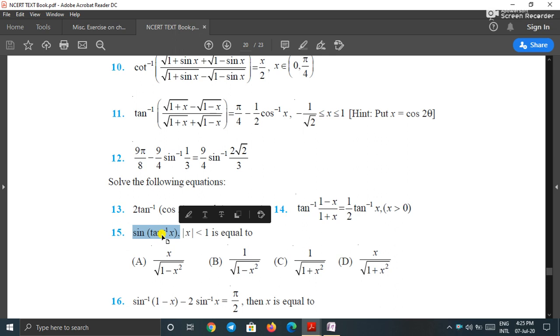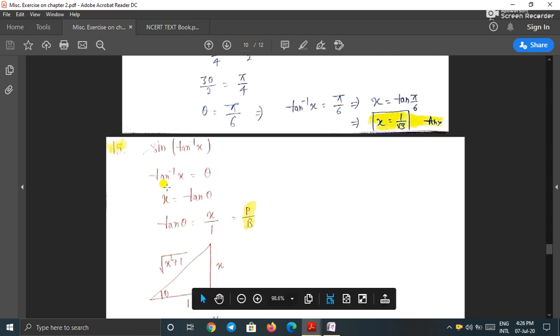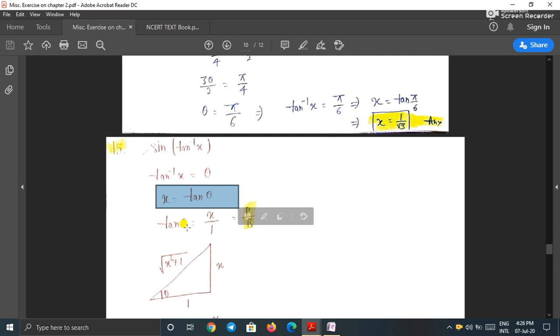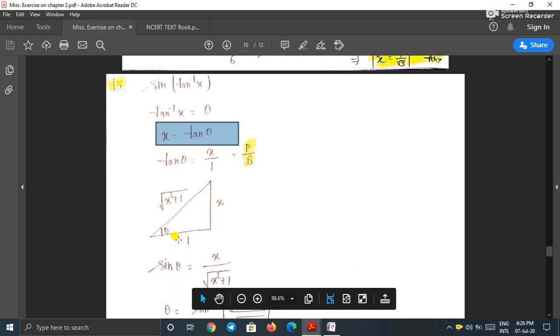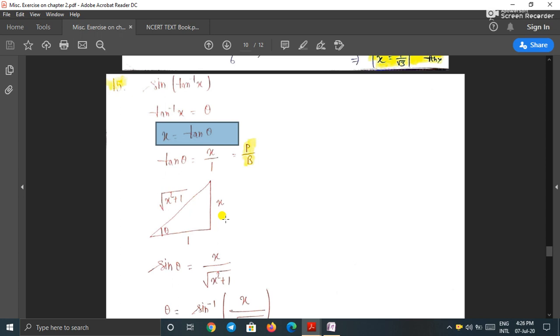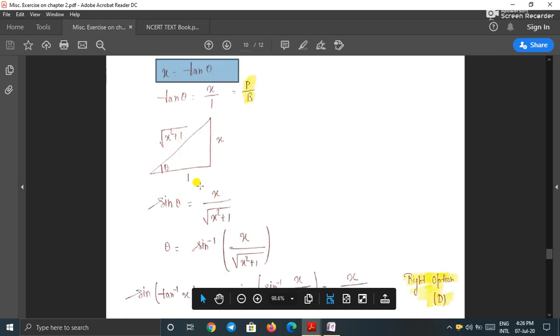To change tan inverse into sine inverse, let us make a right angle triangle. Tan inverse x is equal to theta, so x is equal to tan theta, means tan theta is equal to x upon 1. You already know that tan is equal to perpendicular upon base. So take a right angle triangle whose perpendicular is x, base is 1, then by Pythagoras theorem its hypotenuse is square root of x square plus 1. Now from this triangle you can find the value of sin theta. Sin theta is what? Perpendicular upon hypotenuse. So sin theta is equal to x upon square root of x square plus 1.